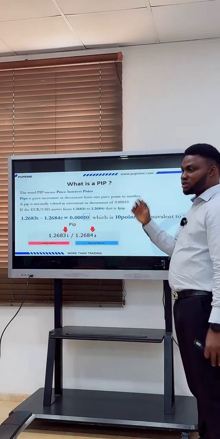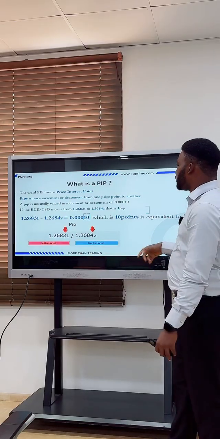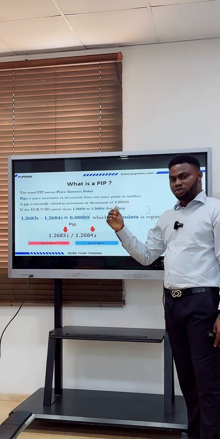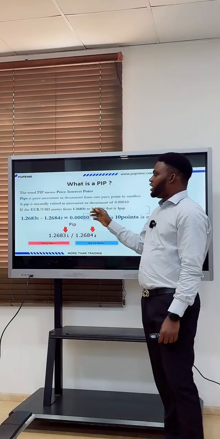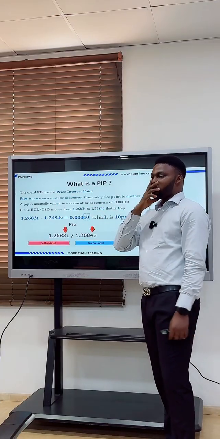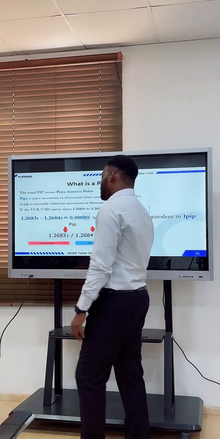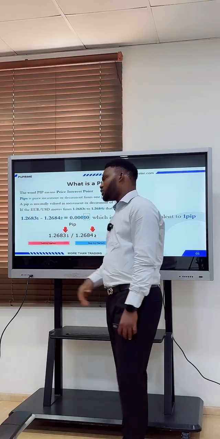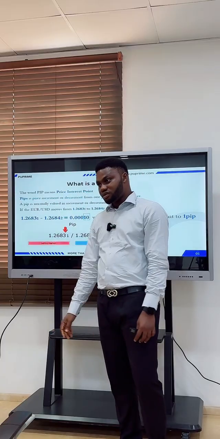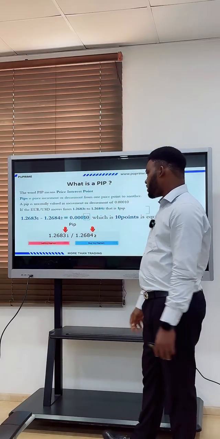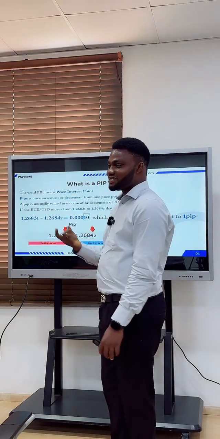Okay, let me explain this so that it will be a little bit clearer. A pip is usually valued as an increment or decrement of 0.00010. Why is it so? If you look at your MetaTrader, the bid price, the ask price, the current market price, for currency pairs like USD, for example, you are going to see that it is in 5 decimal places. You are going to see a small number at the last end.